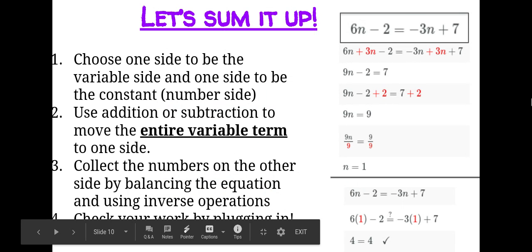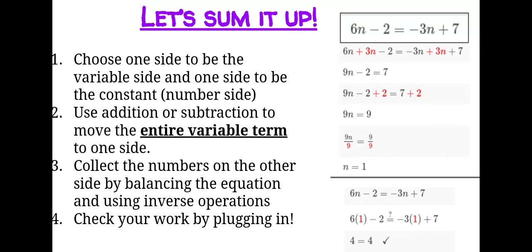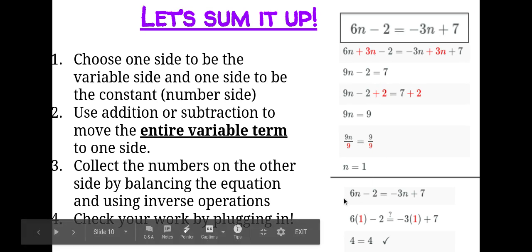All right, so let's summarize what the skill that you learned today was. We were working with equations like this, where we have our equal sign here and we have a variable on both sides. So what we need to do is choose one side to be a variable side and one side to be our number or our constant side. Here, I'm going to move my negative 3n to the left side by adding 3n to both sides of the equal sign. We rewrite our equation, and then we just go through and solve like you guys know how to do. All right. Again, make sure you check your work.